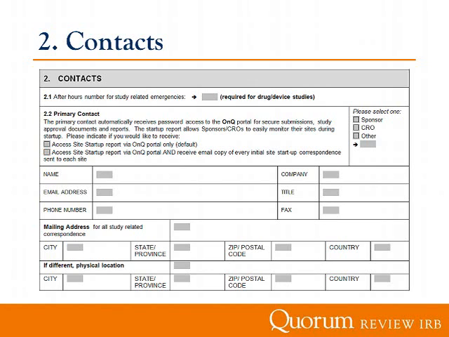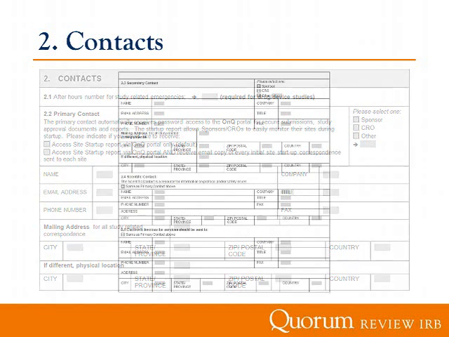However, if you want this level of vigilance with your sites, it might be a good option for you. In the adjacent box to this section, please indicate whether you are a sponsor, CRO, or other. Now, if you mark other, please include a description in the box below here. The remaining boxes below are pretty self-explanatory. Just make sure you fill out all the complete information of your name, company, email address, title, phone number, fax, and mailing address. Now, if there's a different physical location, you'll include that at the bottom.